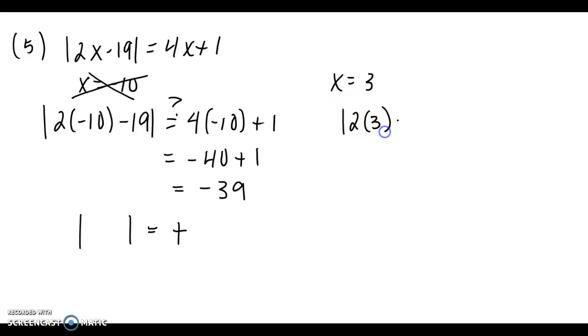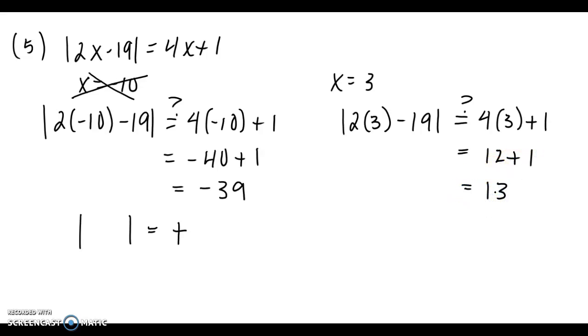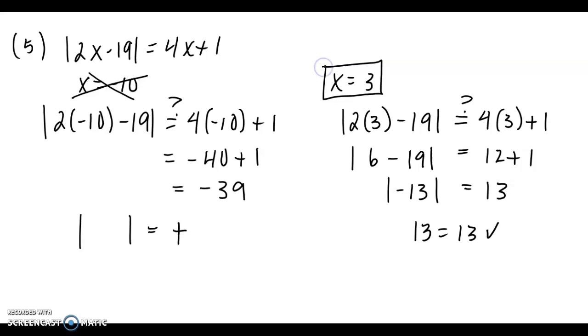So 2 times 3 minus 19, is that equal to 4 times 3 plus 1? So on the right-hand side, it's equal to a positive number, so I can't get rid of it just yet. This gives me absolute value of 6 minus 19. That gives me negative 13. So 13 equals 13. So the only solution for number 5 is x is equal to positive 3. This was your extraneous.